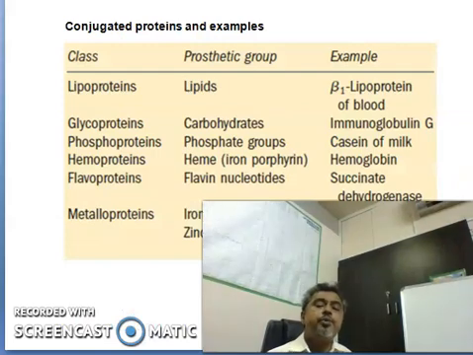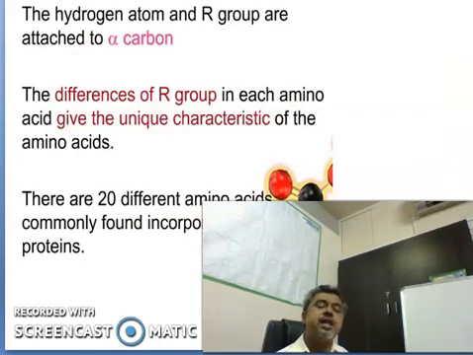Now conjugated protein, as I said, has a prosthetic group attached to it, and these are the examples you have to remember: casein of milk, that is a phosphoprotein; then hemoglobin, that is a heme protein; flavin, succinate dehydrogenase is the enzyme; metalloprotein, which can be asked in the examination. Now, as I said previously, this slide is a repetition.